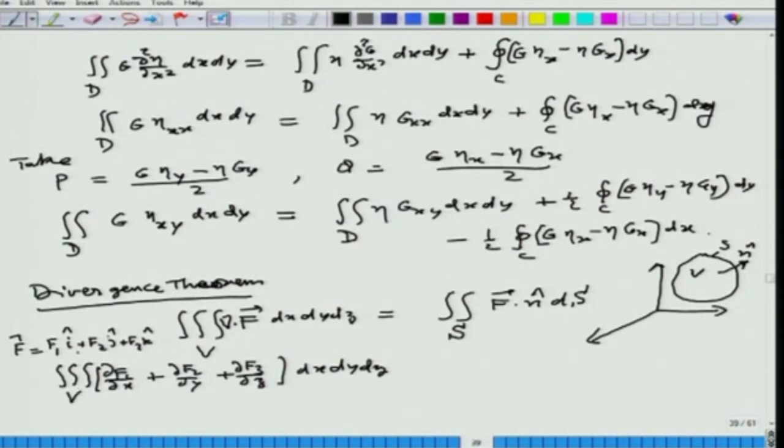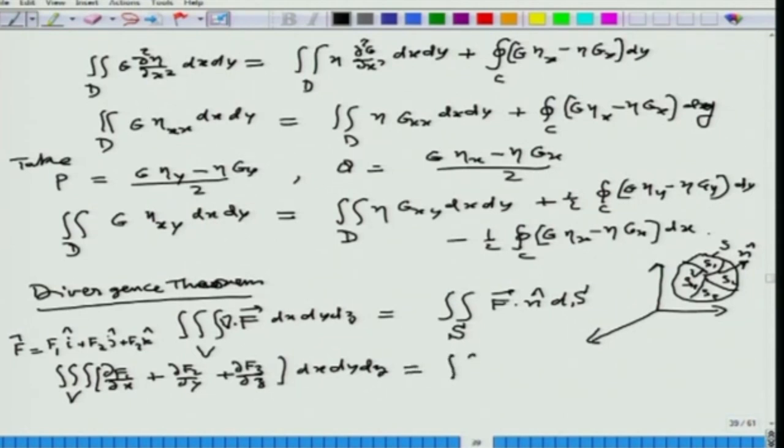Here these components F i are assumed to be continuously differentiable in V and continuous on the surface S, and S is piecewise smooth. That is, on those patches where S is smooth, n is well defined, a continuous function at every point except on certain boundaries of those patches. It could be like this. In these patches, let us say S 1, S 2, S 3 and S 4, n is continuously defined on those patches.